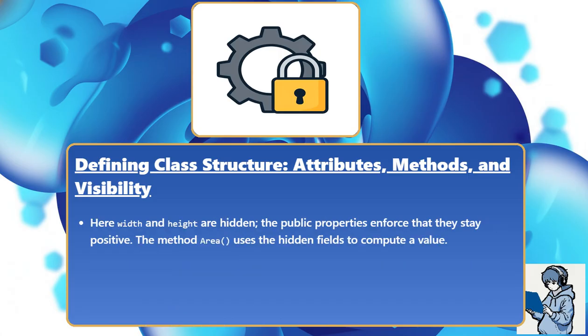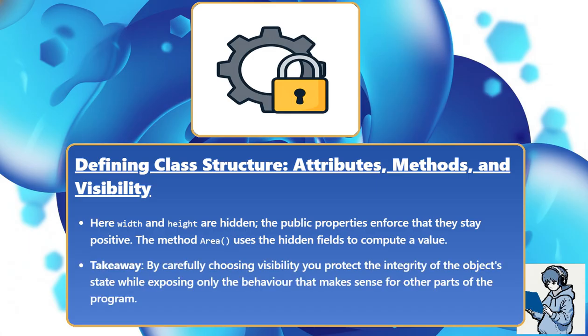Here width and height are hidden. The public properties enforce that they stay positive. The method Area uses the hidden fields to compute a value. Takeaway: by carefully choosing visibility, you protect the integrity of the object's state, while exposing only the behavior that makes sense for other parts of the program.